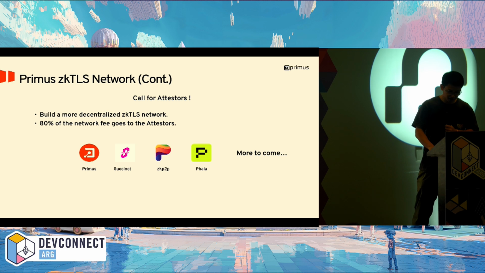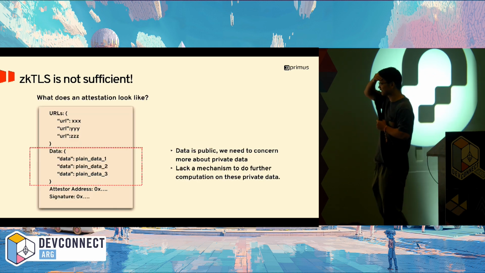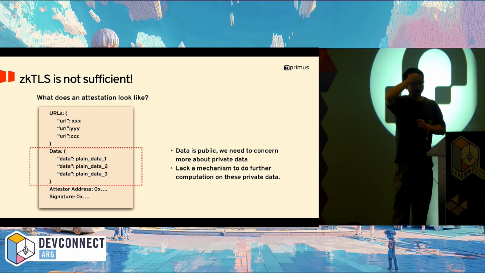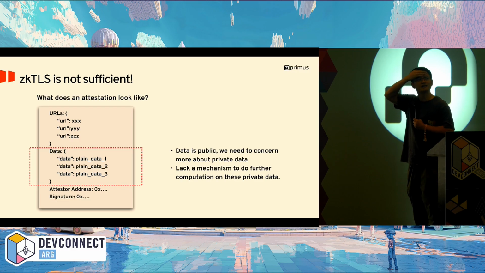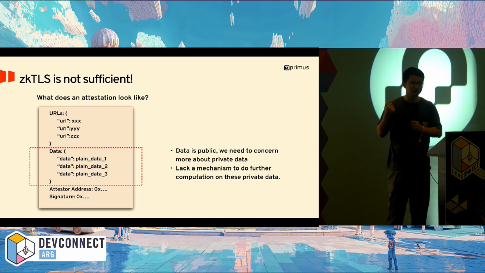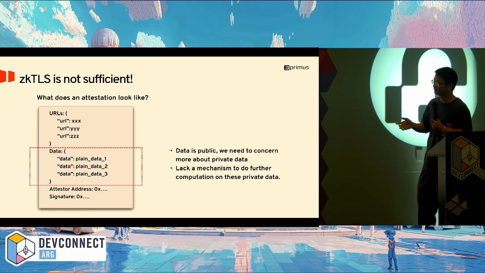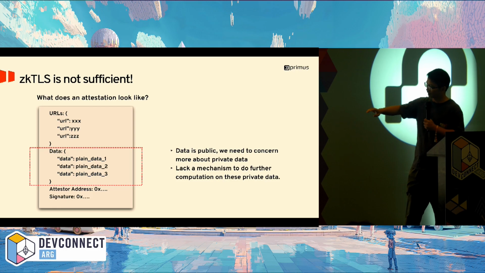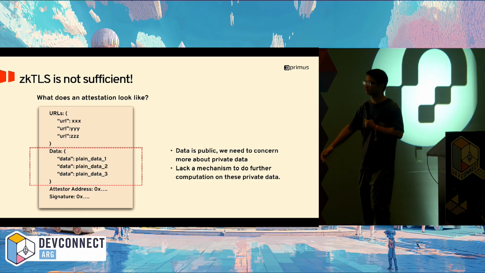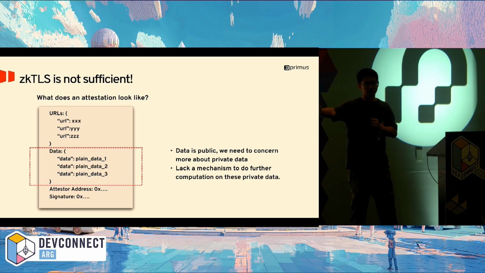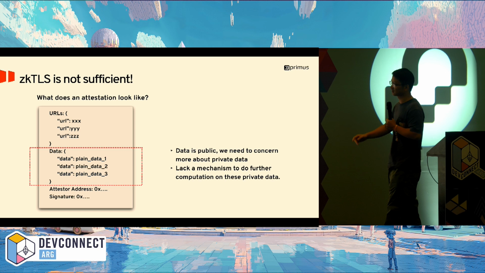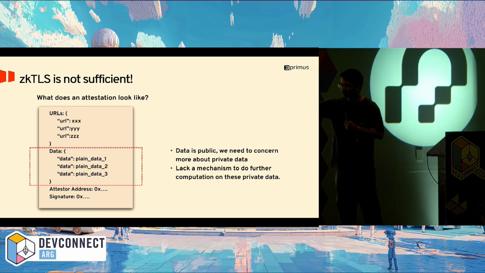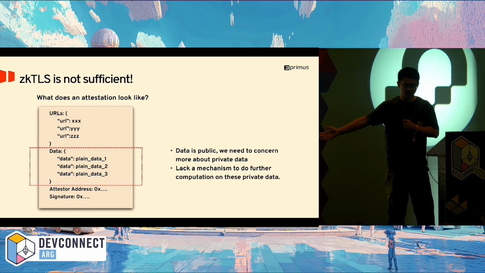Yeah. So I'm going to say something new right here. I think people did not mention that in real applications, zkTLS is not enough. It's not enough at all. So why? Let's take a look at attestation here. Essentially, you have a lot of URLs, meaning the source of the data, the link there, and you can use zkTLS to prove that you have different data here, and also you have an address and signature.